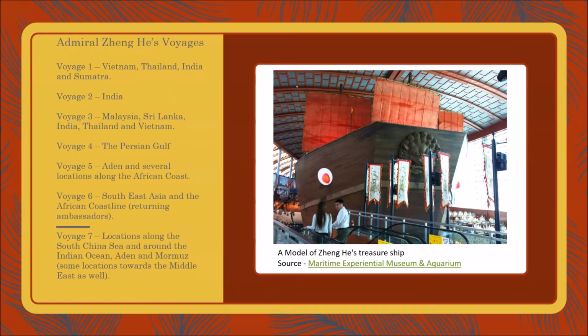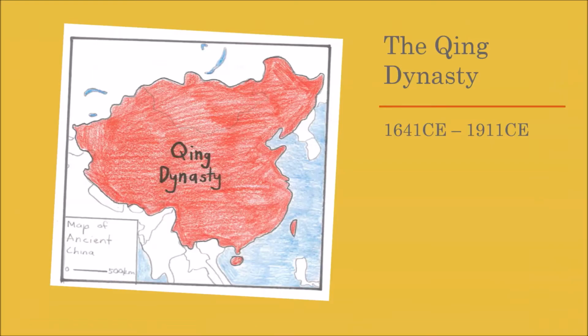On the right, you can see it's a model or a recreation of one of his, what they call treasure ships. So his first voyage was to Vietnam, Thailand, India, and Sumatra. Second voyage was to India. Third, Malaysia, Sri Lanka, India, Thailand, and Vietnam. You guys get the picture after that. But eventually, he did end up traveling to Africa, really expanding the knowledge of Chinese nobles as well as scholars as well. So he was quite a brilliant individual who led an extraordinary life and expanded the interest, image, and identity of China as well.